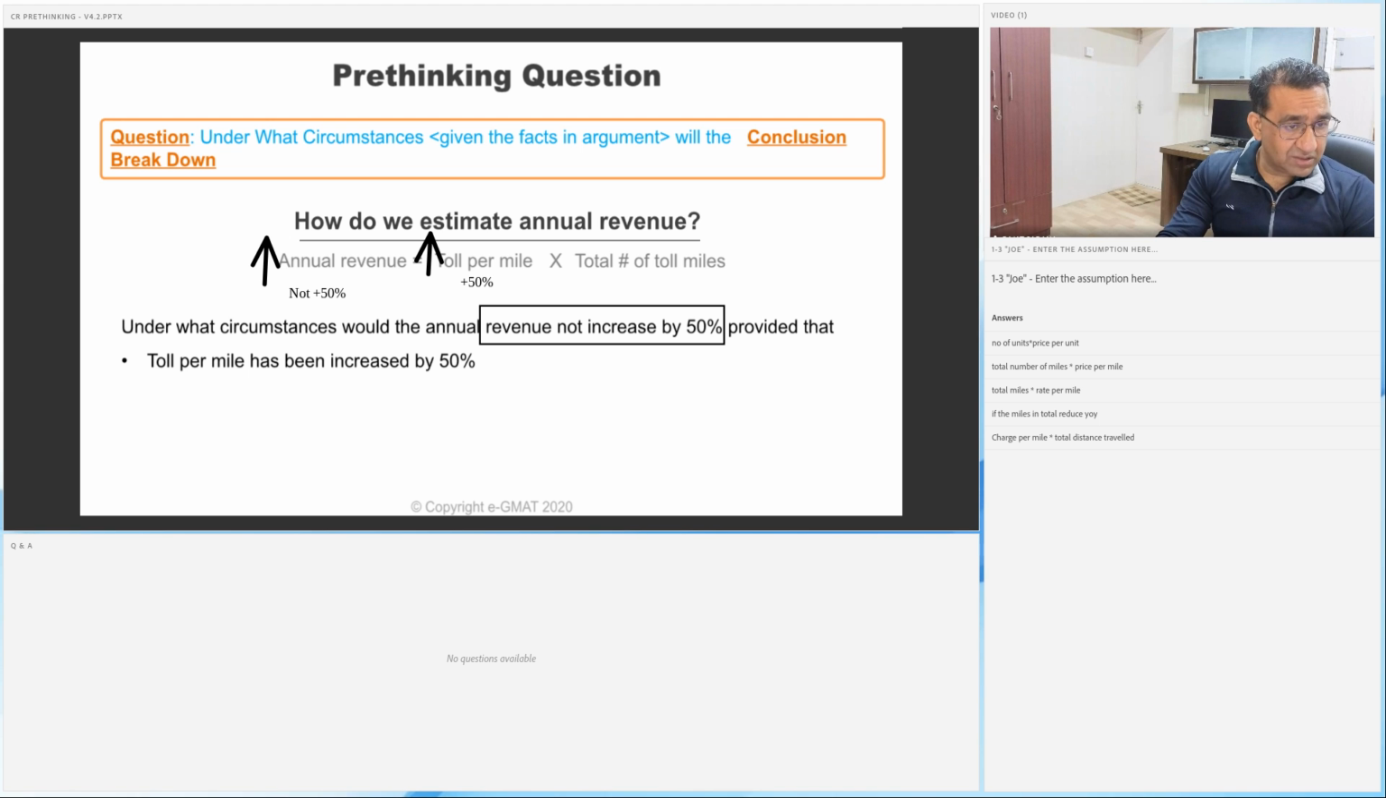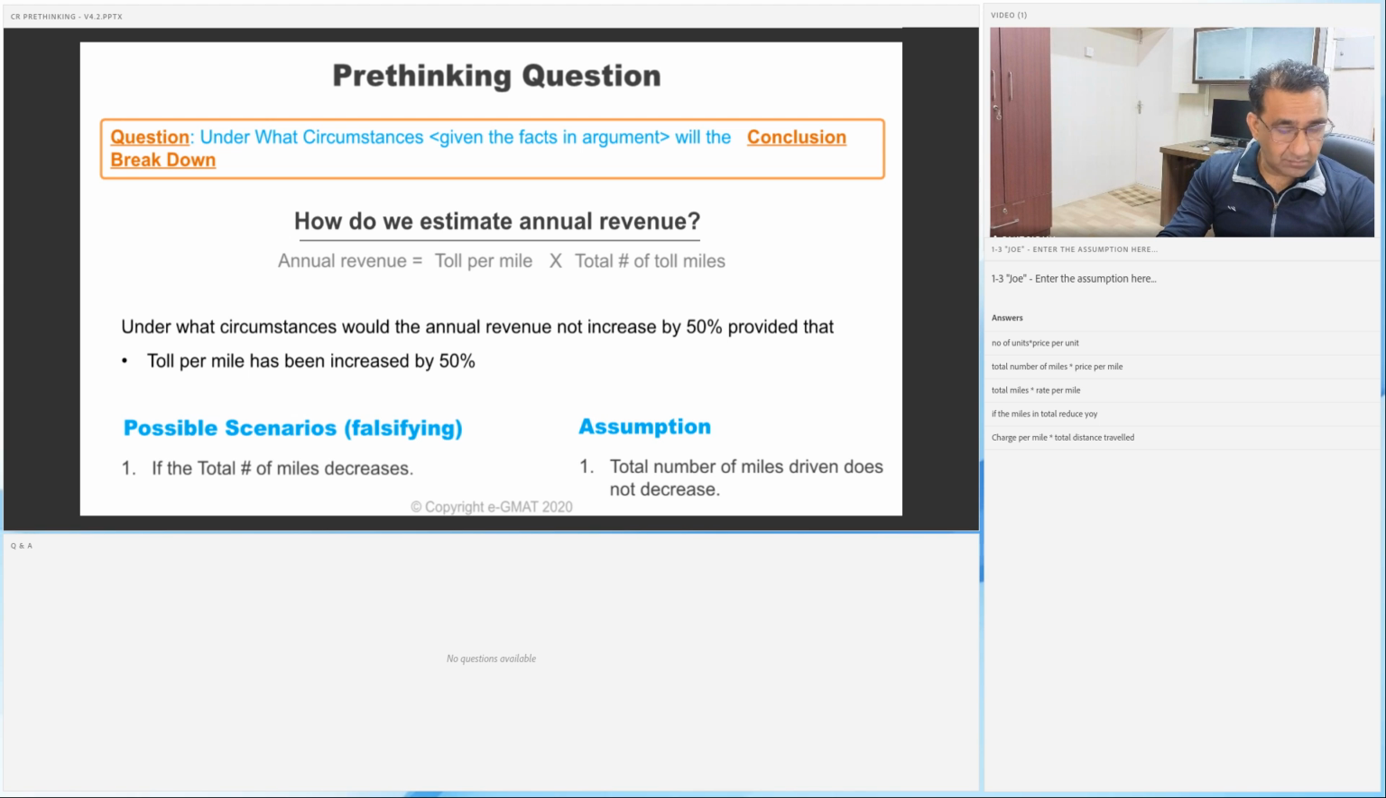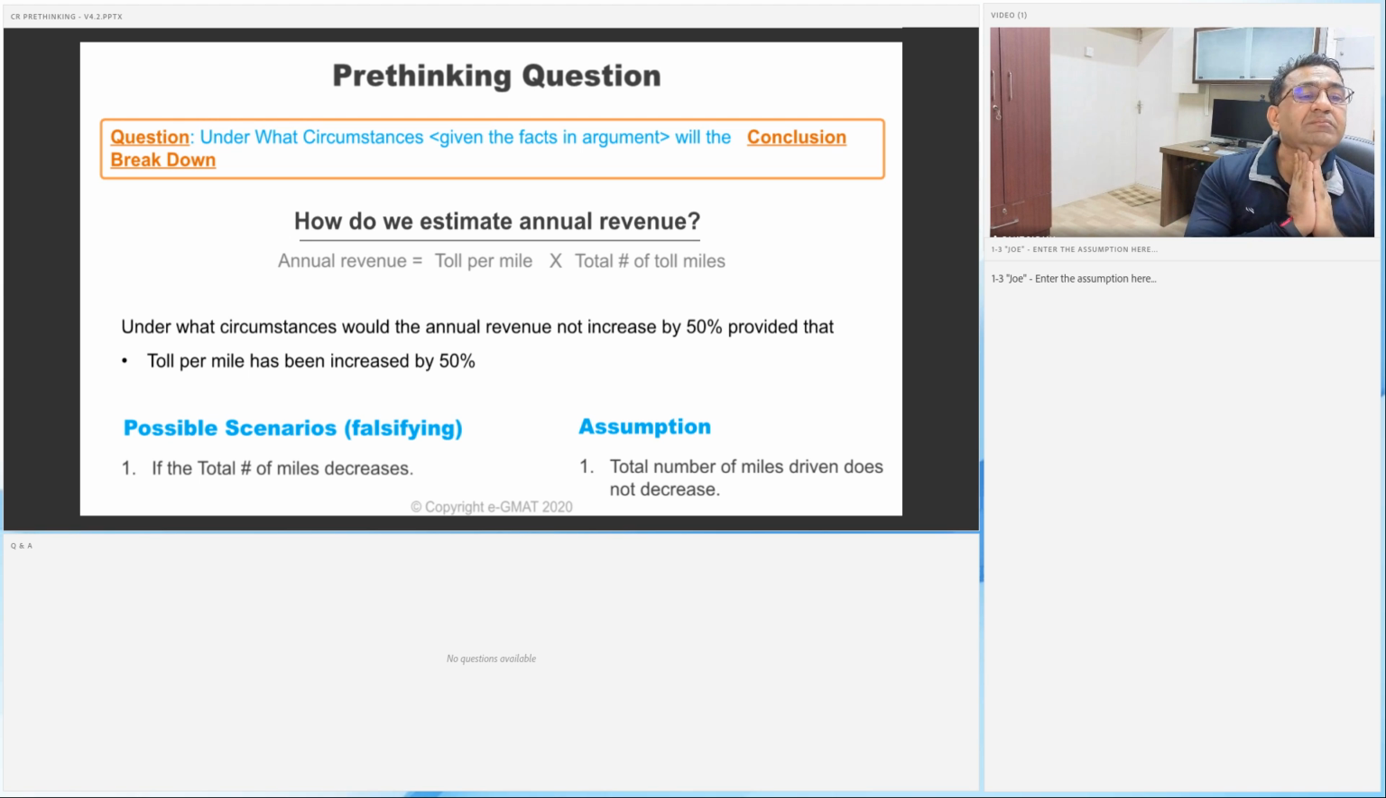If the number of miles go down, right? So my assumption here is that the total number of miles traveled should not go down. Is that clear to everyone? Is that clear?